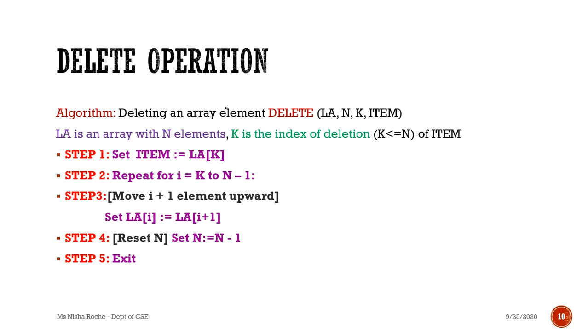Here is an algorithm for the delete operation. The name of the algorithm is delete followed by the parameters LA, N, K and item, where LA is an array consisting of n elements, K is the index of deletion. As you can see, comments are optional, so wherever necessary, comments can be used in an algorithm. But whenever comments are used, they have to be written within the rectangular brackets.